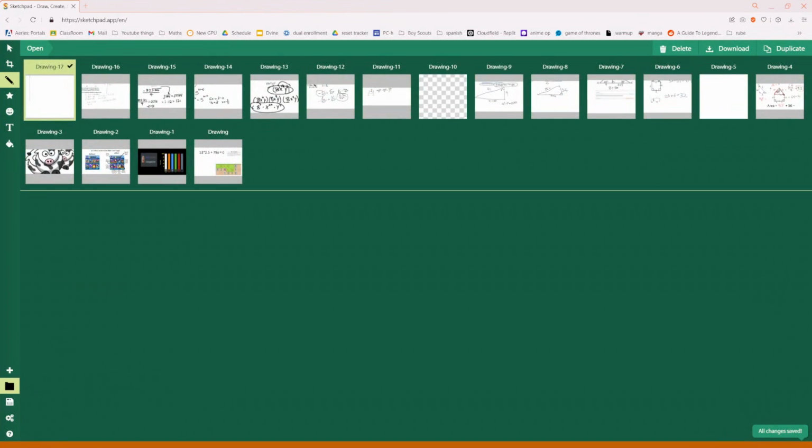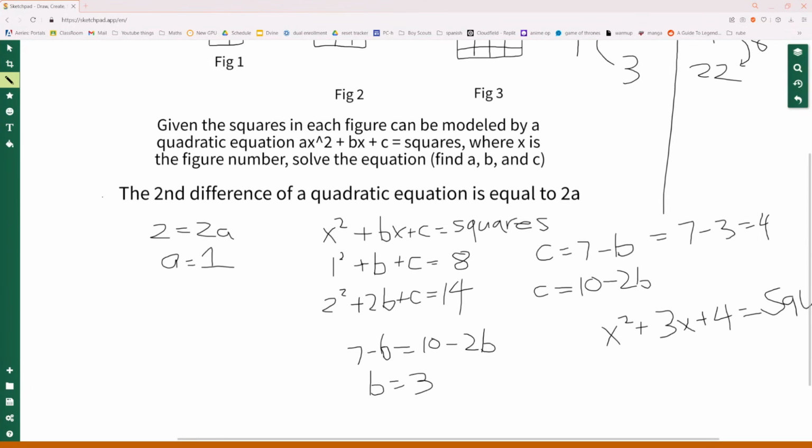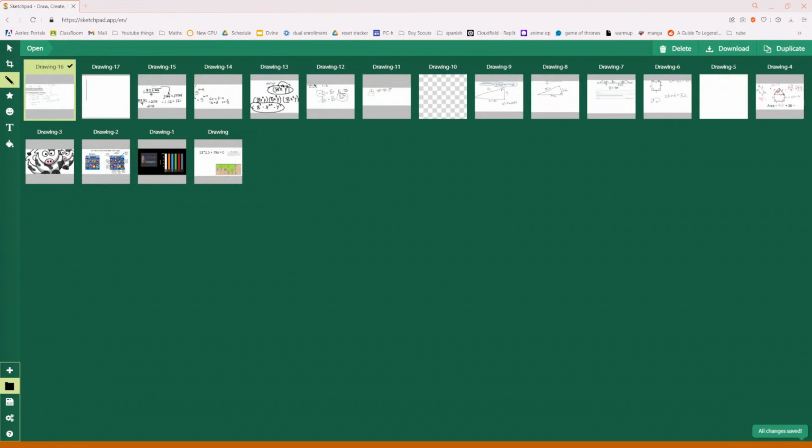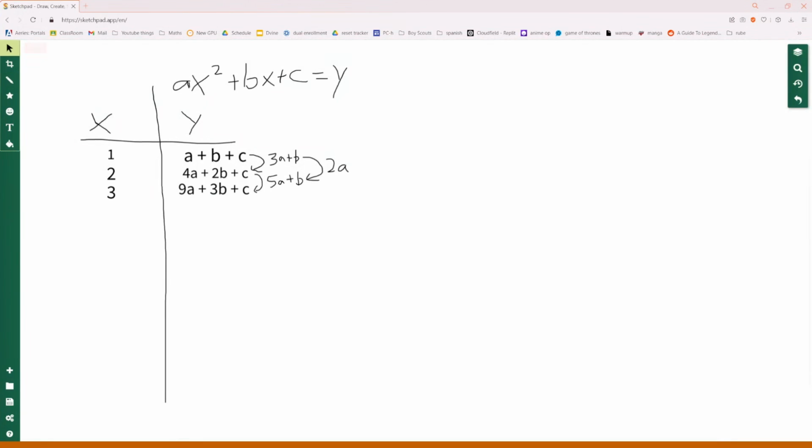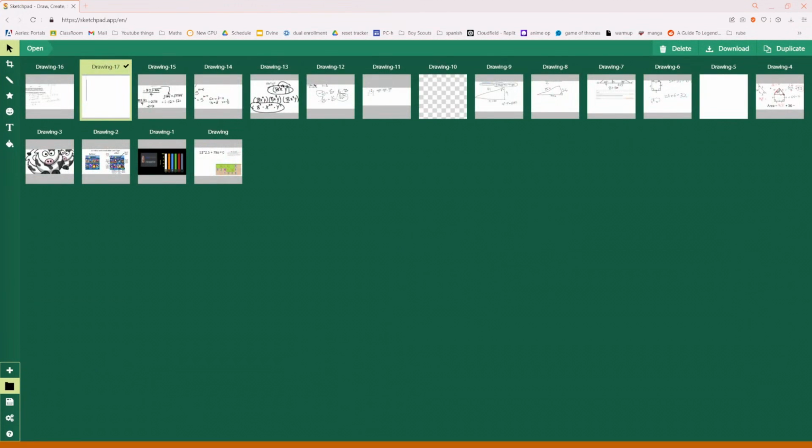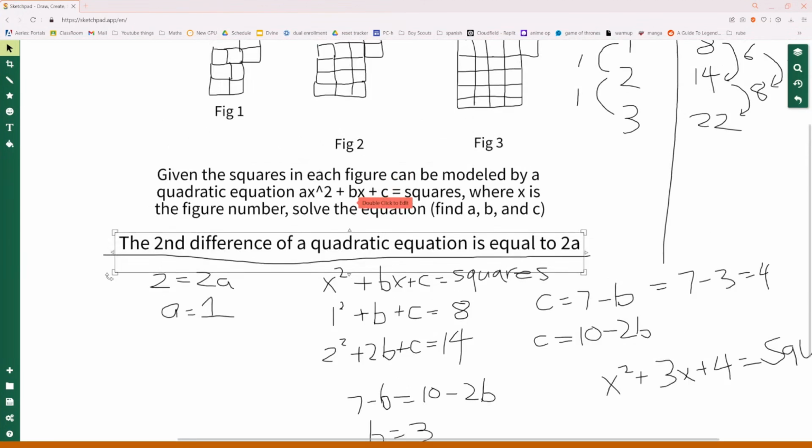So if we go back to what we said here, the second difference of a quadratic equation is equal to 2a because, for literally any ax squared plus bx plus c equal to y, the second difference is always going to be equal to 2a. As long as these are consecutive, 1, 2, 3, or 2, 3, 4, whatever, next to each other, if you find the second difference of them, it will be 2a. And that's the numerical way of solving this.